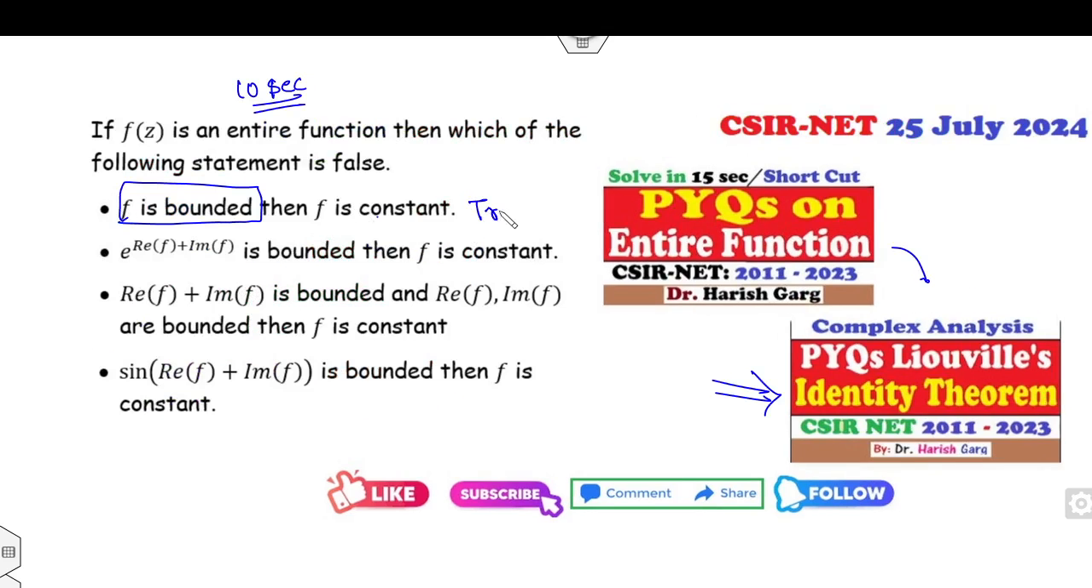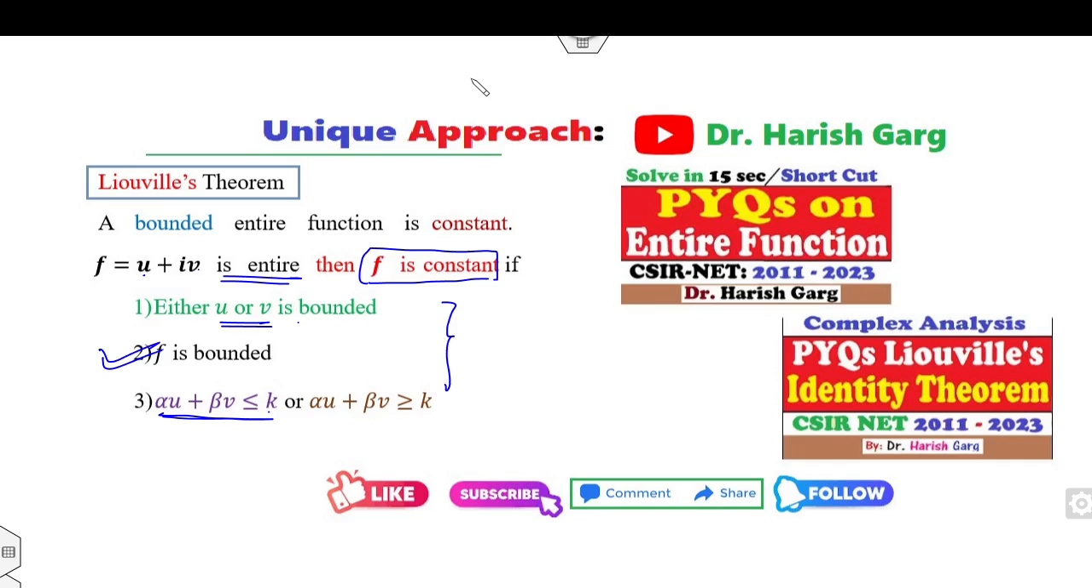So this is my true statement, but we need a false statement. Second part, e raised to power real part of u plus v is bounded. Fine. If this is bounded, definitely the function is constant. That means this option is also the correct statement. So this option is correct because it's a linear combination. You can see again this option will be satisfied.